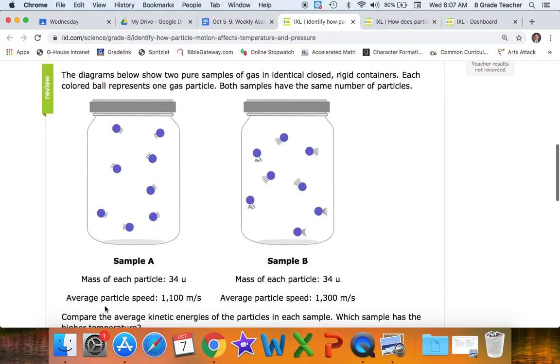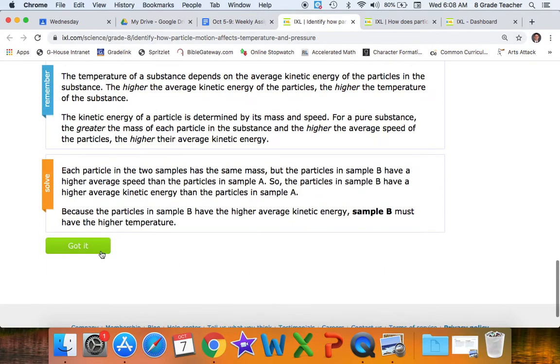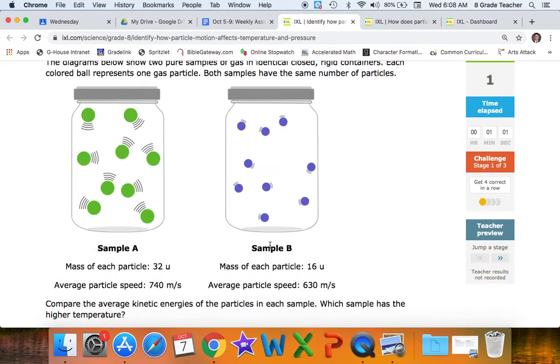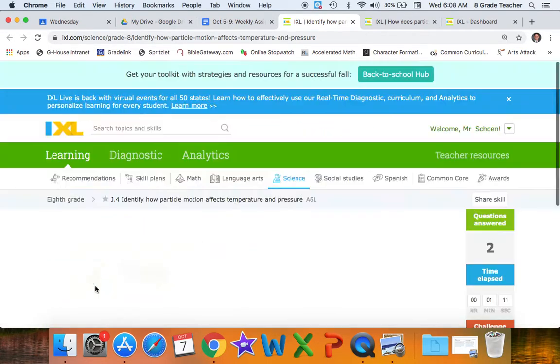How did I do that wrong? Oh, I didn't notice that this was 1300 instead of 1100. Look at the particle speed. That's going to be your biggest factor. Learn from your mistakes. Got it. Here in our next sample, we've got a mass of 32 and a mass of 16. A higher particle speed in sample A than in sample B. We're going to say that sample A has that higher value.